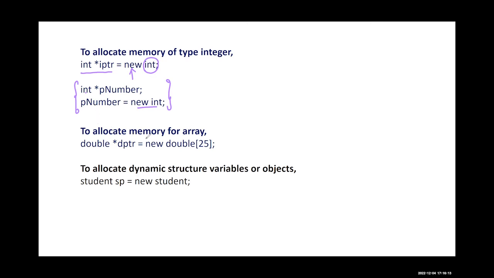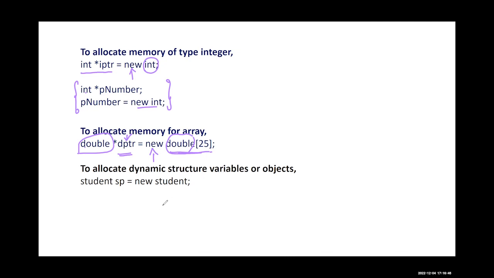If you want to create an array, what will you do? Suppose I want to create an array of type double. In that case, I say double, give the pointer, and then dptr is equal to new, whatever type I want. As simple as that. The type will remain the same on both sides, and then I give some name and then the keyword new.